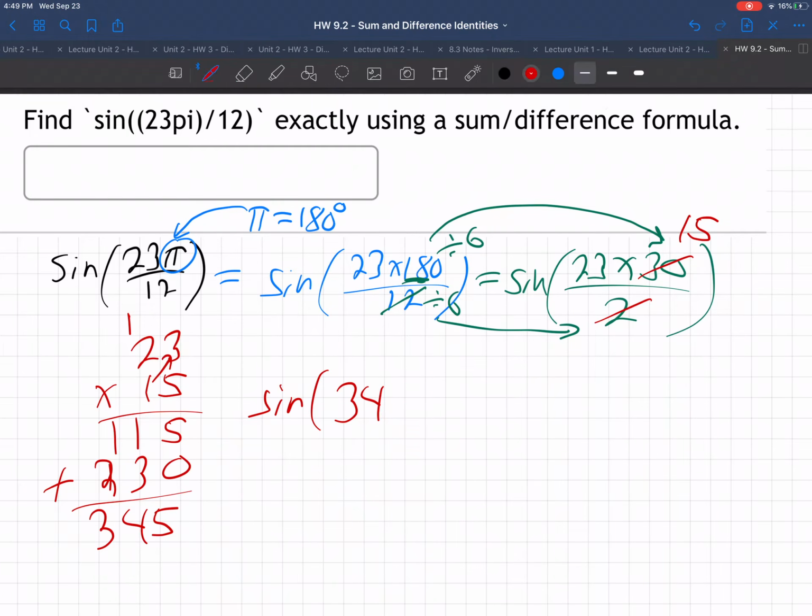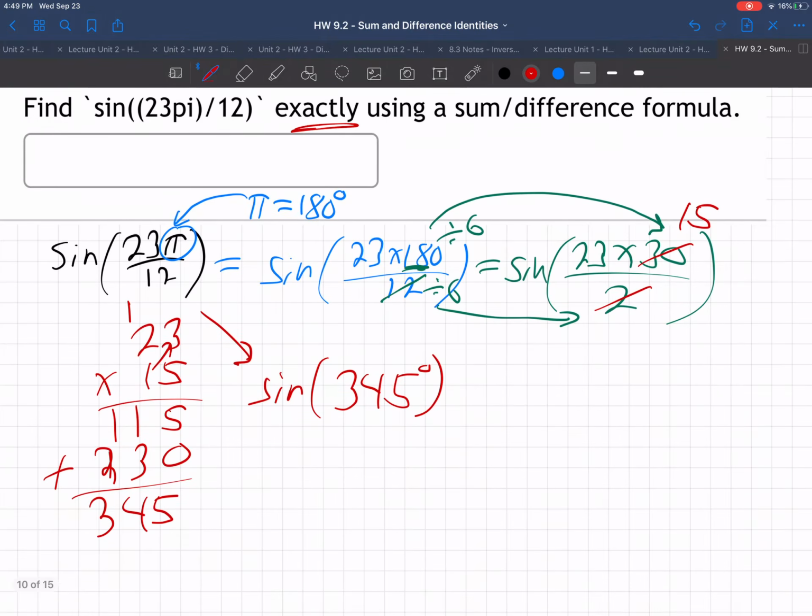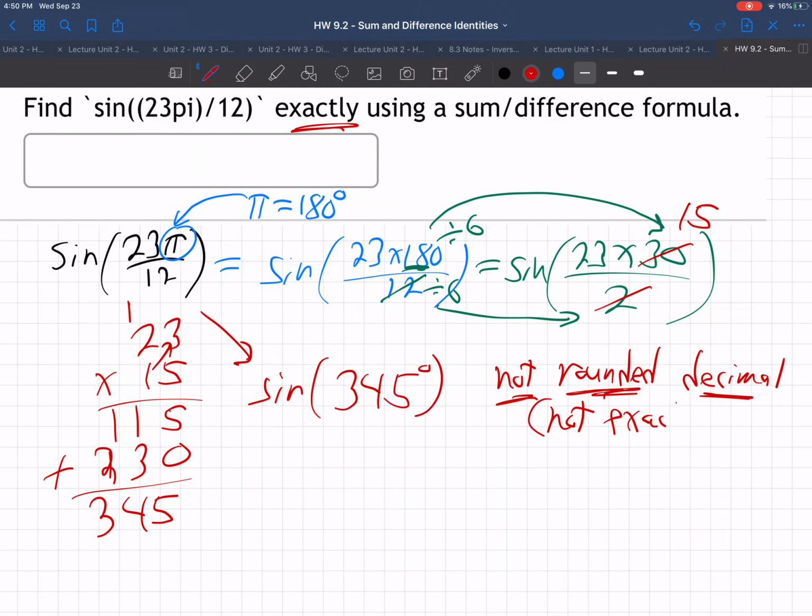So I did all that work to change this into the sine of 345 degrees. Now, how am I going to get an exact answer? If I use my calculator, that won't be an exact answer. They don't want a rounded decimal. If you went to your calculator right now and hit the sine of 345, you'd get some decimal that goes forever. You'd have to round it, and then that's not exact. That's why they said exact. They don't just want you to do it on your calculator. We need to be able to do this without our calculator.